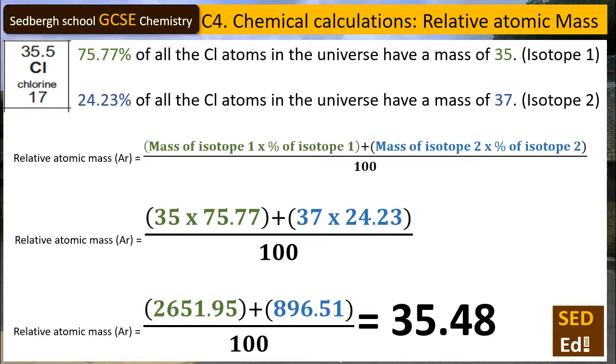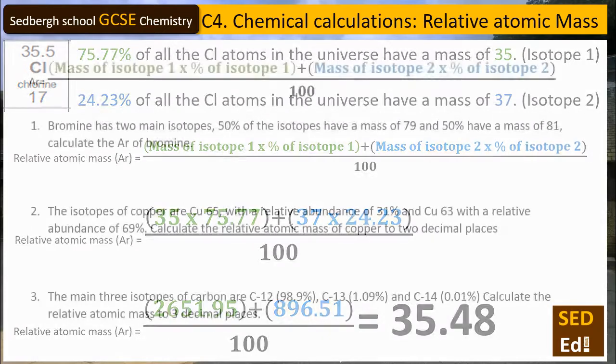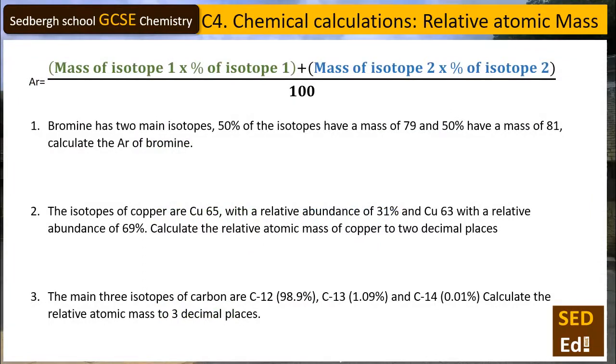It doesn't matter what element we're talking about, the formula is the same. You just substitute in all the values you were given for mass and abundance. If there's 3 isotopes, then you do the same again. For all the possible isotopes, you still divide by 100. Now, here's some for you to try. 3 examples. Our first is bromine. It has 2 main isotopes. 50% of the isotopes have a mass of 79, and 50% of the isotopes have a mass of 81.